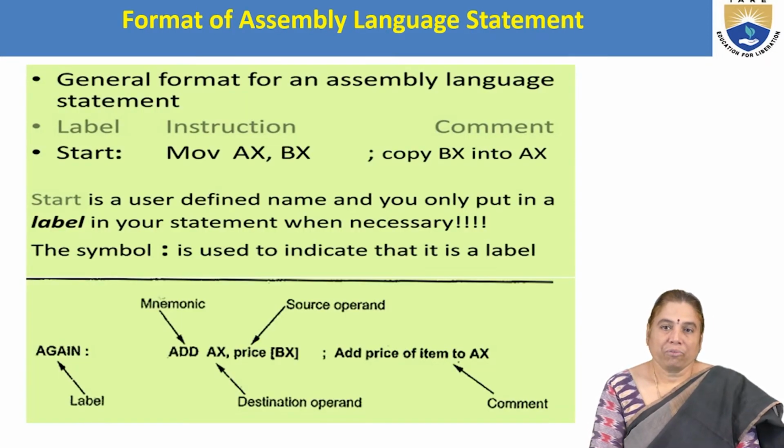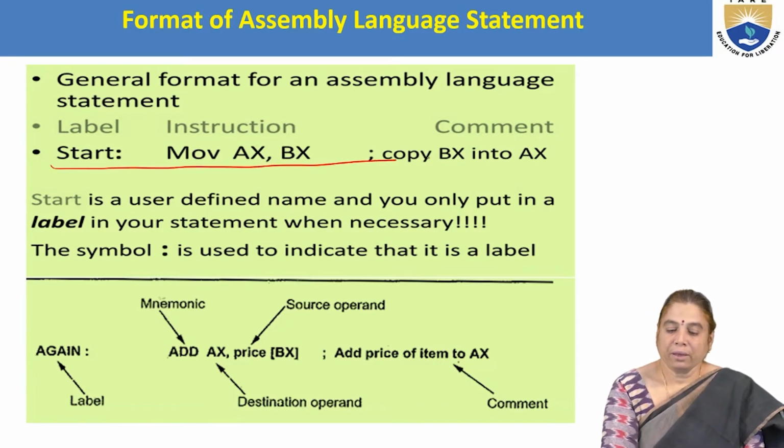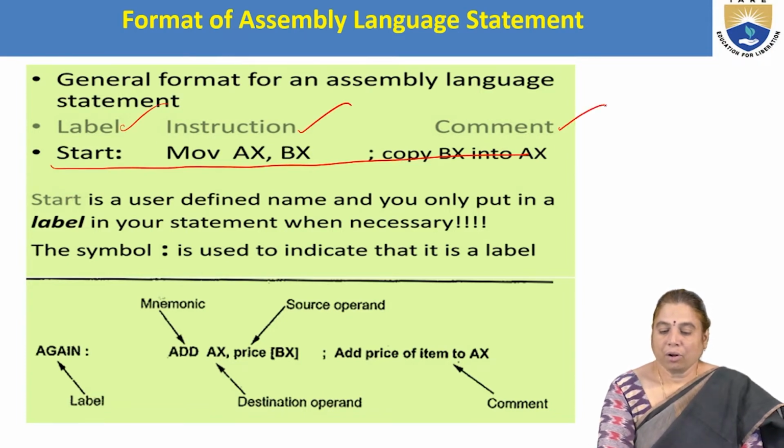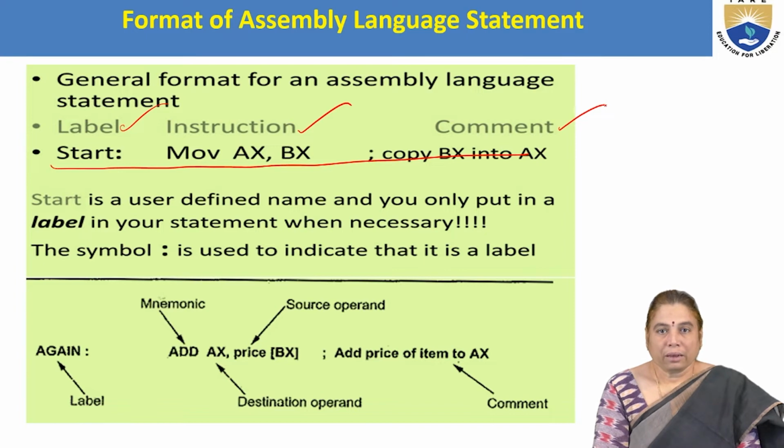What is the instruction format in the assembly language? Generally, the instruction can be specified with a label, instruction, and comment. So there are three parts in an assembly language instruction: a label, an instruction and a comment. A label and comment are the optional parts. The instruction is the compulsory part.